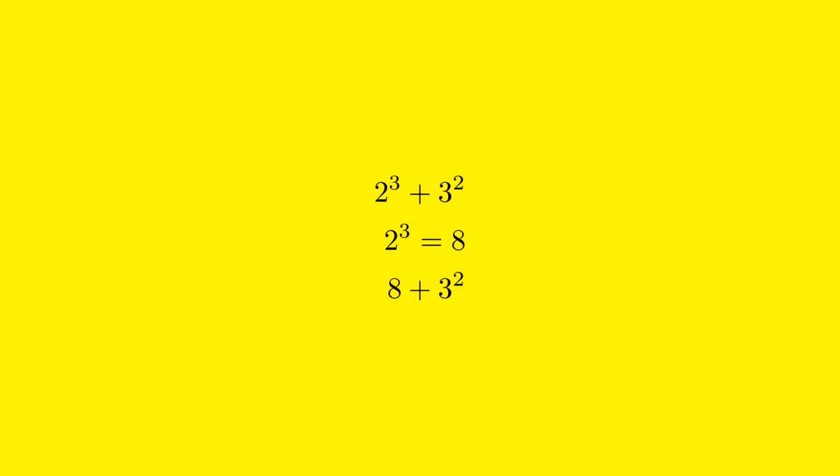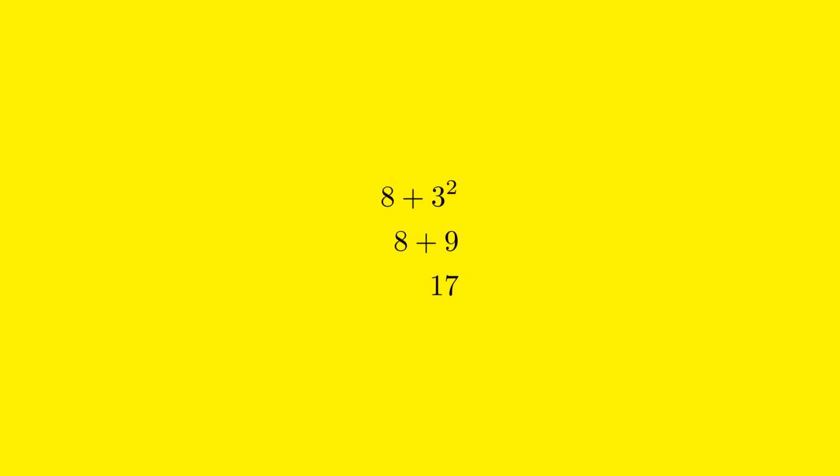This means we are multiplying 2 by itself 3 times. So 2 times 2 times 2 equals 8. So now, the expression is altered to 8 plus 3 raised to the power of 2. Next, we need to evaluate 3 raised to the power of 2, which means multiplying 3 by itself 2 times. This makes the expression easier to simplify in further steps. So the important change we made in this step is changing 2 raised to the power of 3 to its value, which is 8. Now we have 8 plus 3 raised to the power of 2.